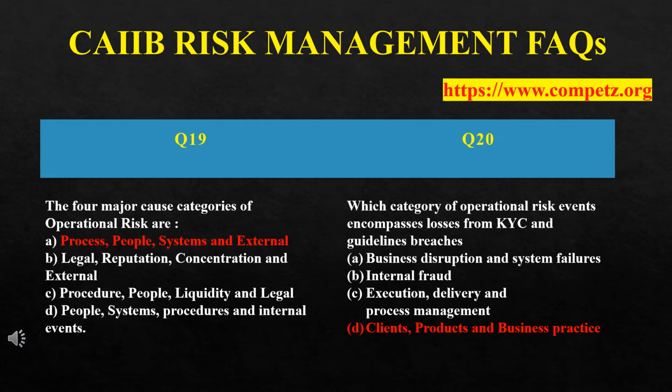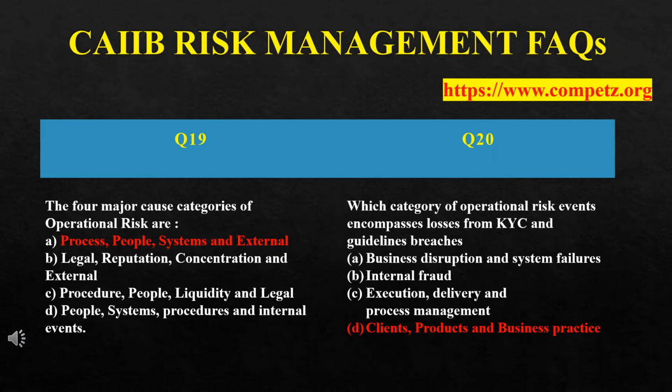Four options are given. The first option is process, people, systems and external. The second is legal, reputation, concentration and external. The third is procedure, people, liquidity and legal. I am going a little bit fast, so just have a look at the screen, because we need to go through the entire risk management questions. There are more than 150 questions for you in your FAQs, and it is very important to see each and every question. The last option is people, systems, procedures and internal events.